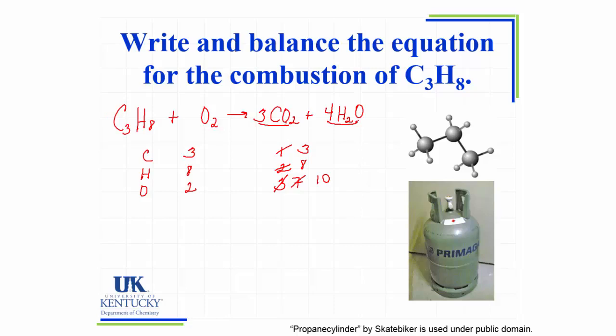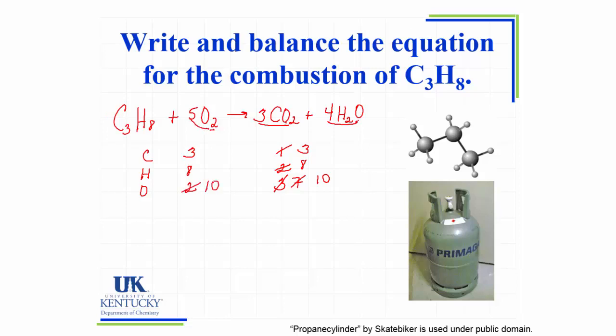Now I see that my carbon is balanced, my hydrogens are balanced. The only thing that's unbalanced is my oxygens. I have 10 oxygen atoms on the right. I need 10 oxygen atoms on the left. Since I have O2, I can add a 5 as a coefficient. So now I have 10 oxygen atoms on the left.